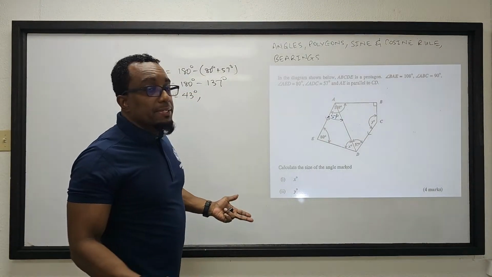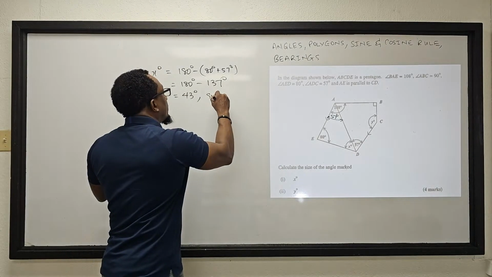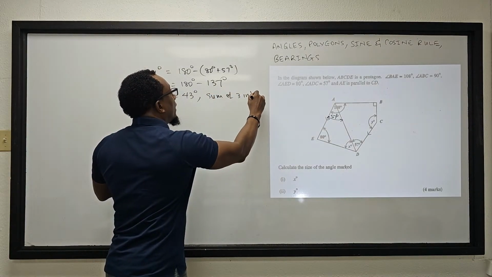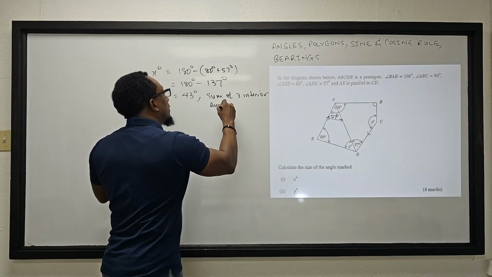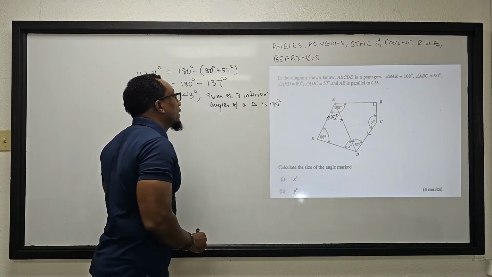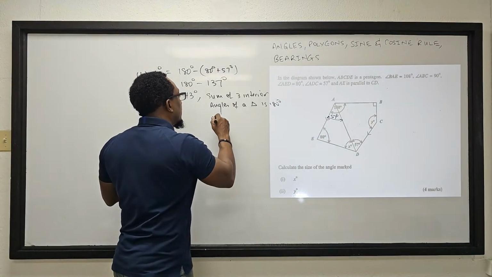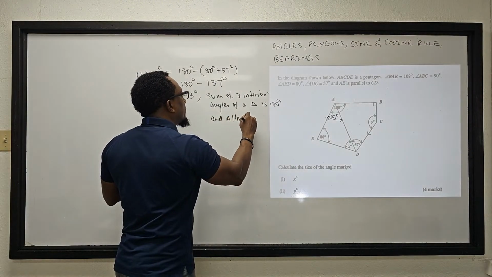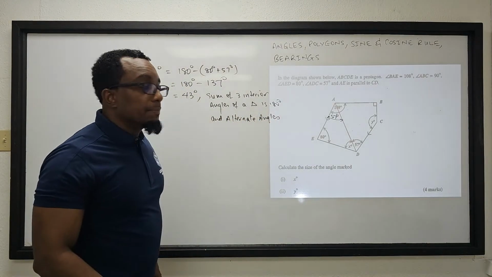Alright? And I'll give a reason, even though they didn't ask for a reason, but I'll still write it. Sum of 3 interior angles of a triangle is 180 degrees. Good? And I'll also include alternate angles, right? So you use those two to help us to find X.